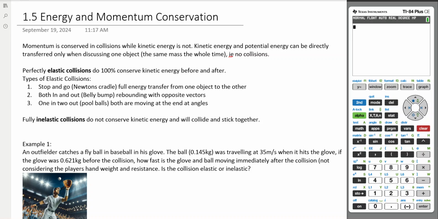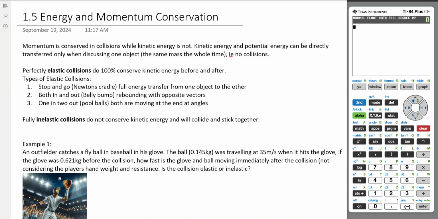Perfectly elastic collisions do 100% conserve kinetic energy before and after. The truth is that 100% conservation of kinetic energy doesn't really happen. That only happens with subatomic particles and such. So it doesn't really happen in real life, but we can get close to it in certain example questions. So we will sometimes assume an elastic collision.